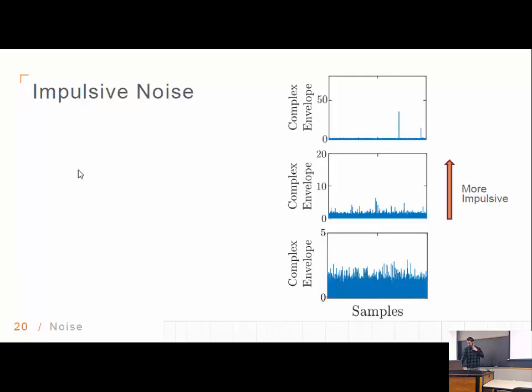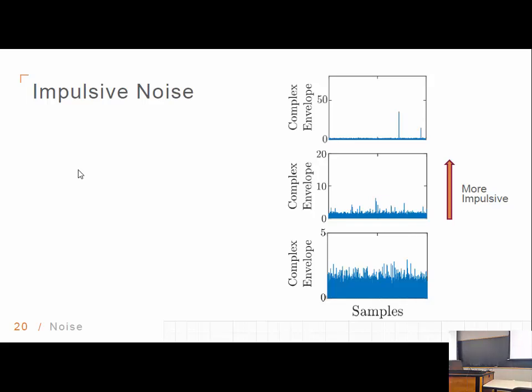Okay, so let's talk about some noise. Here are some realizations of noise. I just took the noise model and generated a bunch of noise samples. And I'm showing the complex envelope, which is just like the magnitude of the noise. And it's 10,000 samples across. And this is pretty close to Gaussian noise. And you can see that it's pretty flat. The amplitude's pretty consistent.